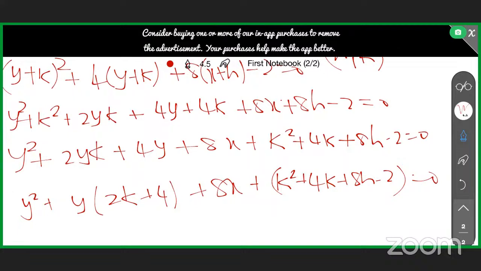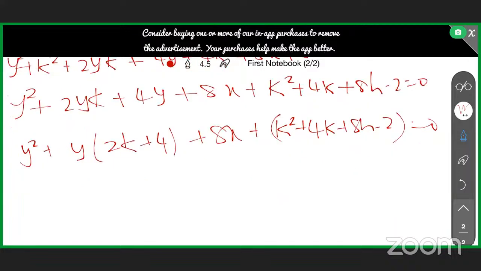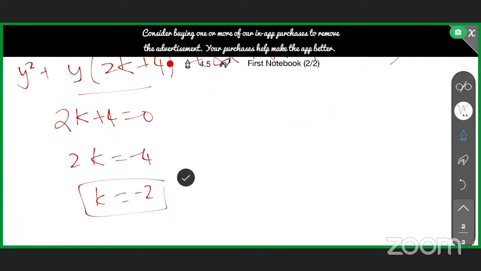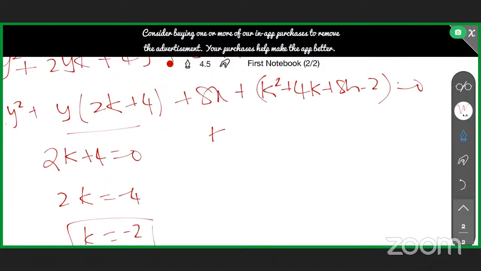So what they are telling is that in this equation the y term and the constant are becoming 0. That means the coefficient of y will become 0. Therefore, 2k plus 4 is equal to 0, 2k is equal to minus 4 and k is equal to minus 2. And now the constant is 0: k square plus 4k plus 8h minus 2 is equal to 0.